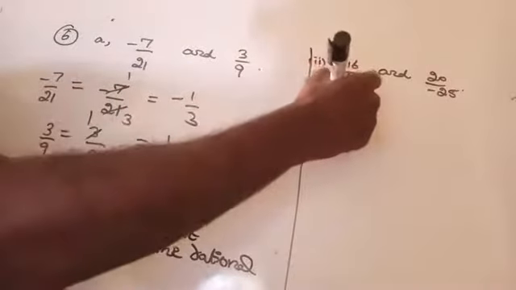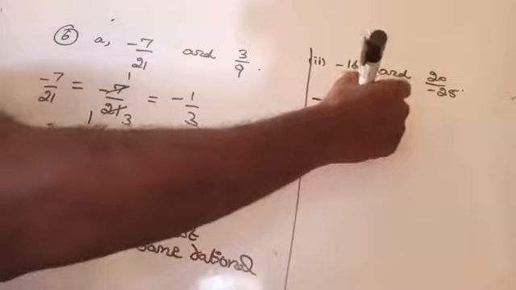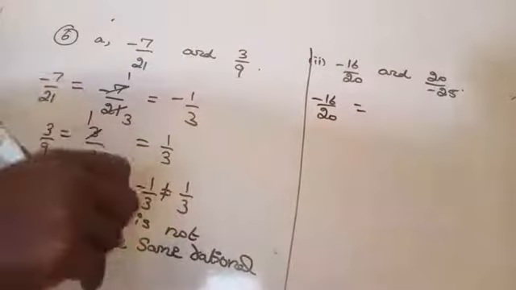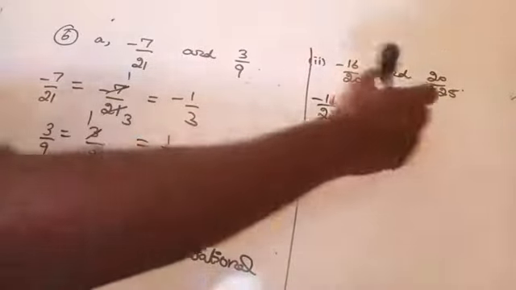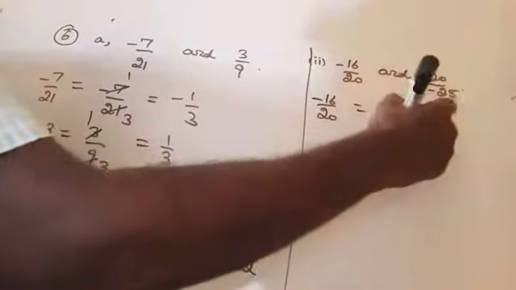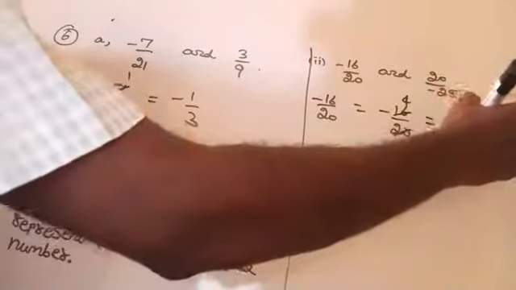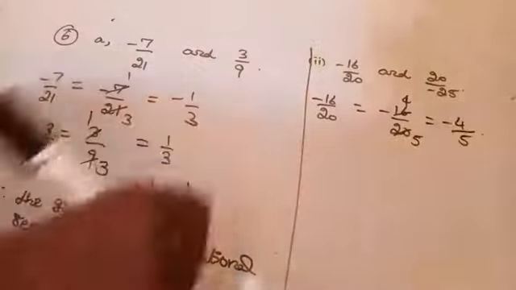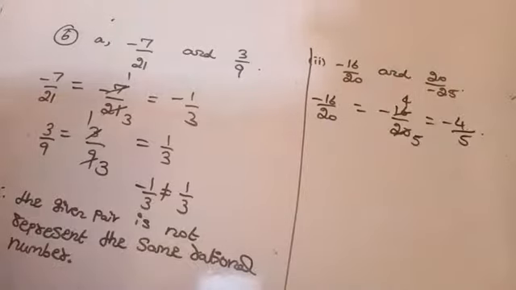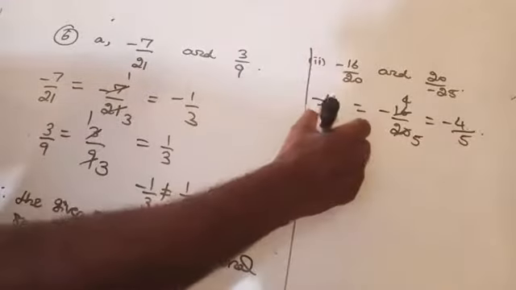Minus 16 by 20 can be written as... So what's a common multiple? Yeah, the common multiple is 4. So you can divide by 4. 4 4s are 16, 5 4s are 20. Then it can be written as minus 4 by 5. Then 20 by minus 25.